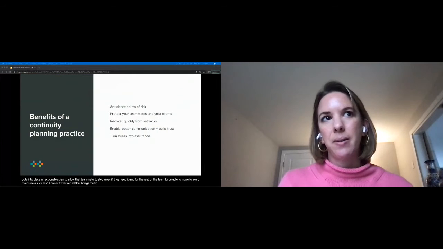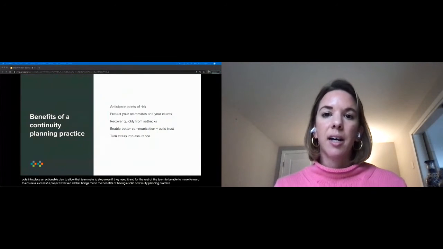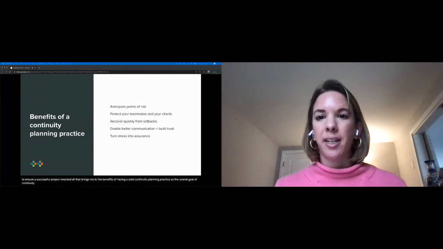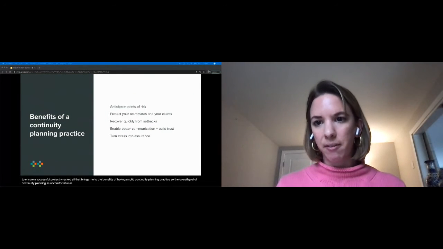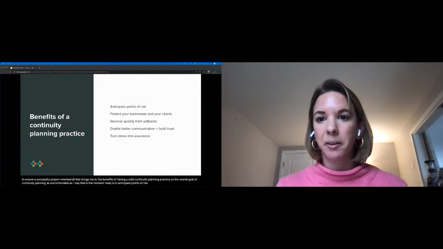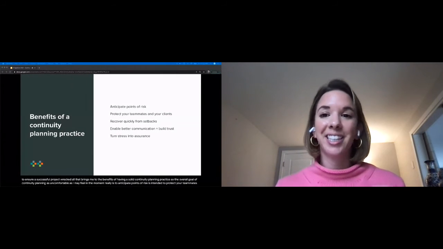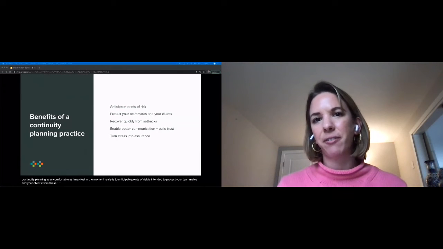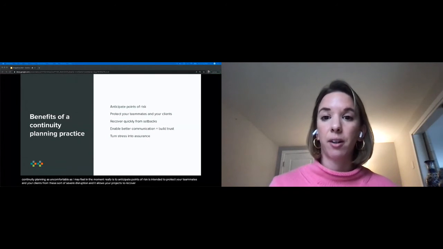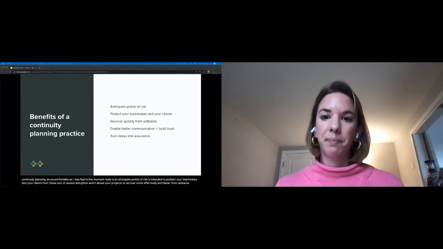All that brings me to the benefits of having a solid continuity planning practice. The overall goal of continuity planning, as uncomfortable as it may feel in the moment, really is to anticipate points of risk. It's intended to protect your teammates and your clients from any sort of severe disruption. And it allows your projects to recover more effectively and faster from setbacks.